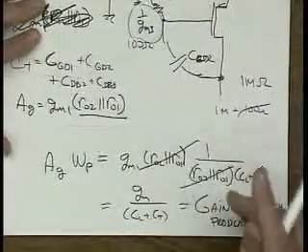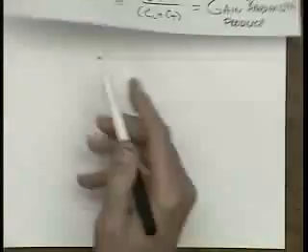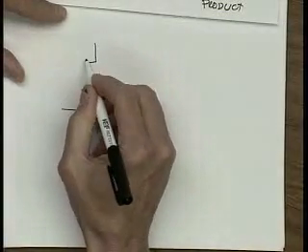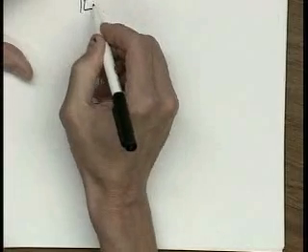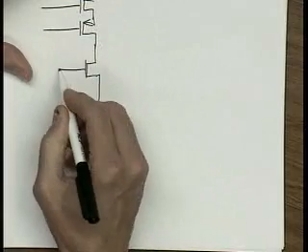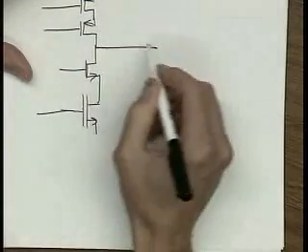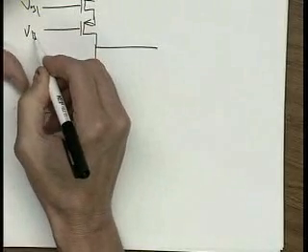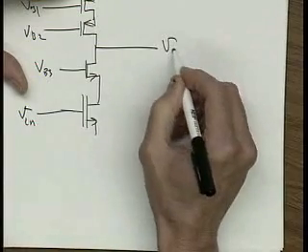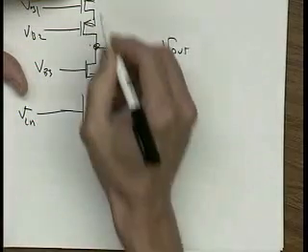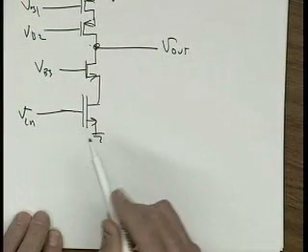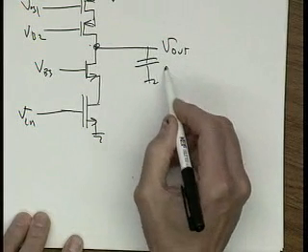What happens if I cascoded this? Let's jump to that case. Let's say I did a telescopic. So this is V bias 1, V bias 2, V bias 3. Here's V in. Here's V out. Okay, good old telescopic. What's the gain of this thing? Let's put a little C load out here.